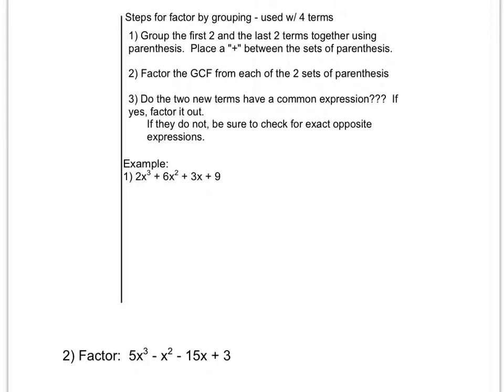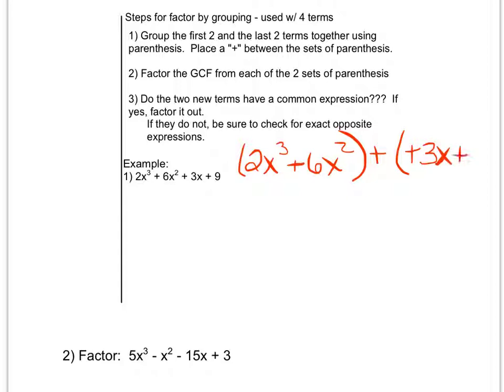So here I am with example 1. In example 1, I notice that I do have 1, 2, 3, 4 terms. I notice that I do not have a GCF for all 4 terms. So I'm going to go ahead and go through these steps. I'm going to group my first two and have 2x cubed plus 6x squared. Put a plus sign in between and group my second two. That was step 1. Step 2, I'm now going to factor a GCF from each set of parentheses.